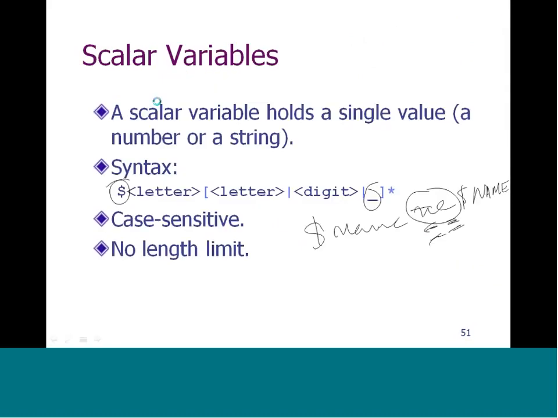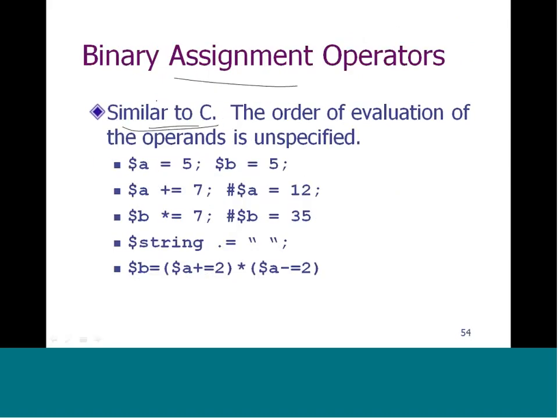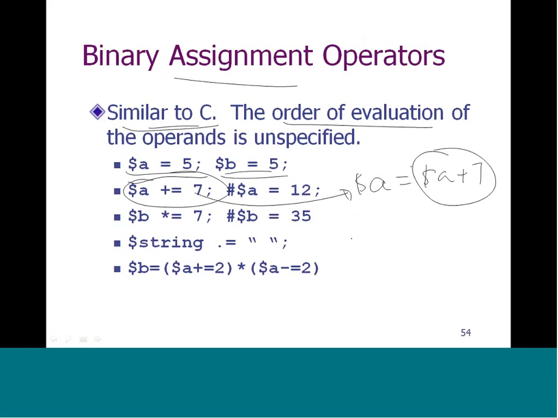Now let's see what that means. Here a equal to 5 and b equal to 5, which is a standard that's given. Now we are assigning a plus equal to 7. First of all, what does it mean? It means $a equal to $a plus 7. The reason the order of evaluation is unspecified is that it doesn't matter how this thing is evaluated.